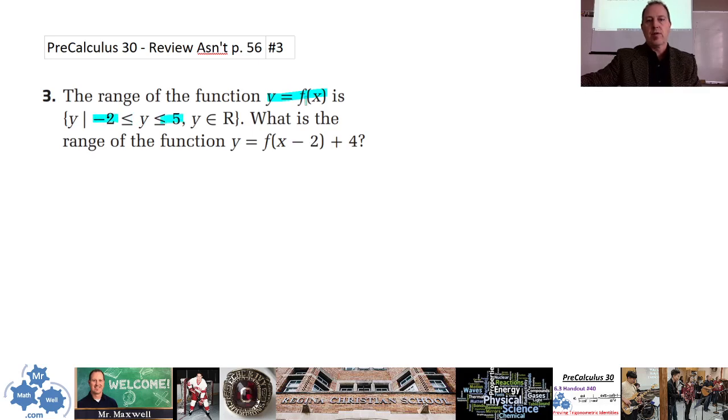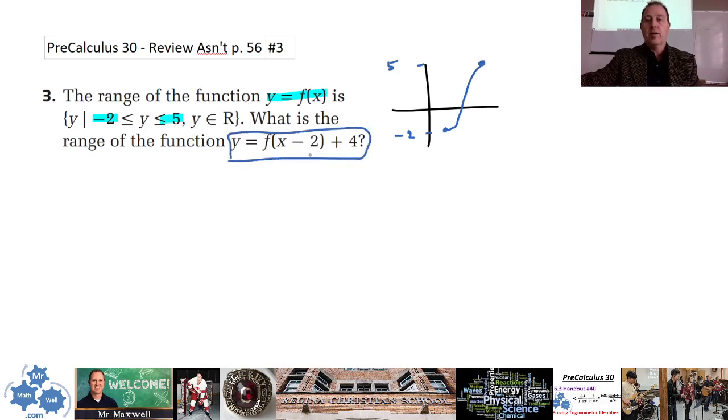So the original function has a range of -2 to 5 inclusive. I'm going to draw that real quick over here on the side, and I'm just going to make a random function. Here's y equals -2. Here's y equals 5, right? So if we have some regular random function like this, it goes from -2 to 5. Doesn't matter what it looks like. What matters is what these transformations represented by this new equation do to the graph and how it affects range.